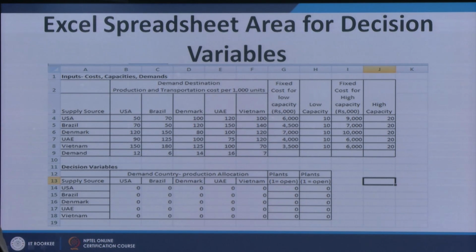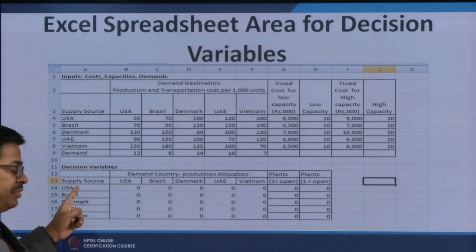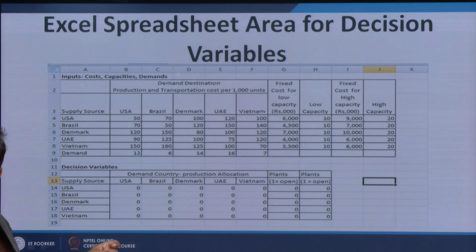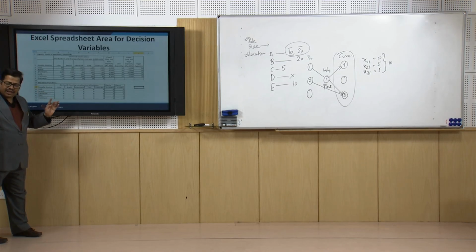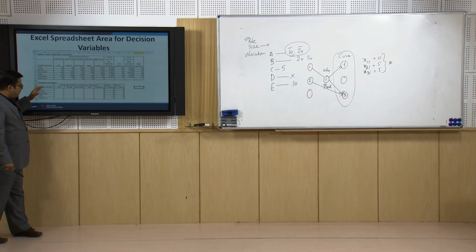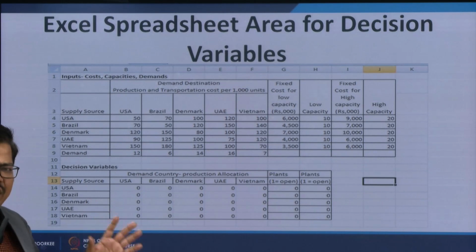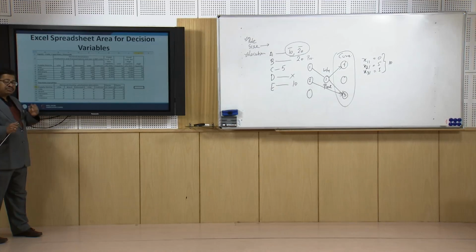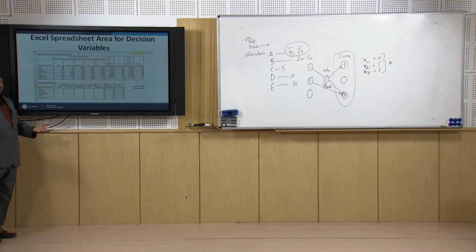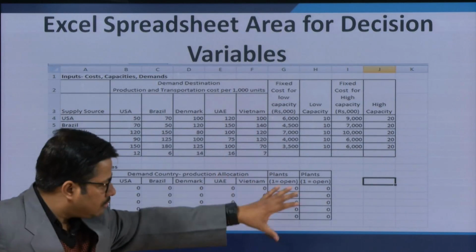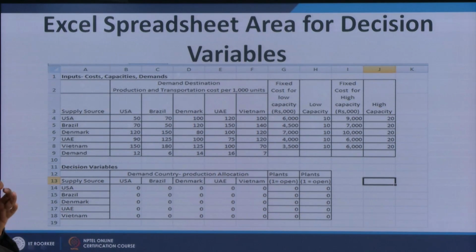Here, what do we actually want to determine? We want to determine three things. One, where to open the plant. Second, what will be the size of that plant. And third, when we are configuring our network, from which supply source to which destination, how many units will be served. So, these are three important questions we would like to answer. These three are our decision variables. Whatever we want to determine becomes our decision variable. This is how you will make your table.